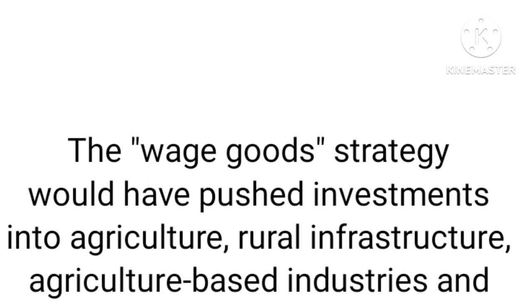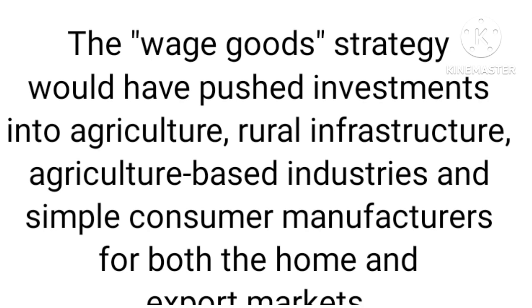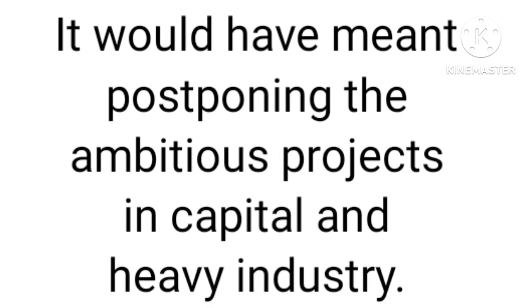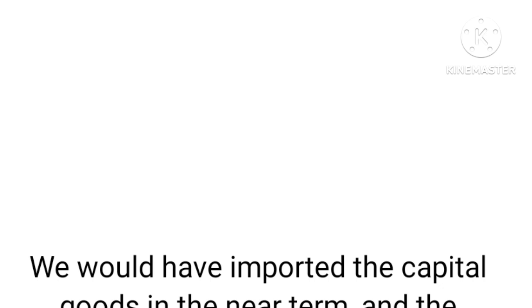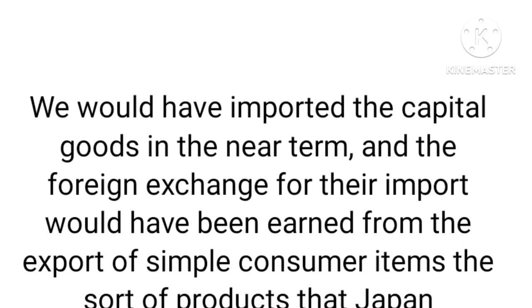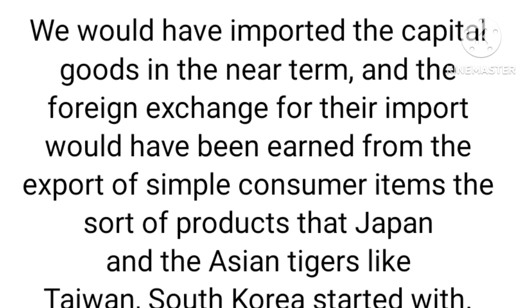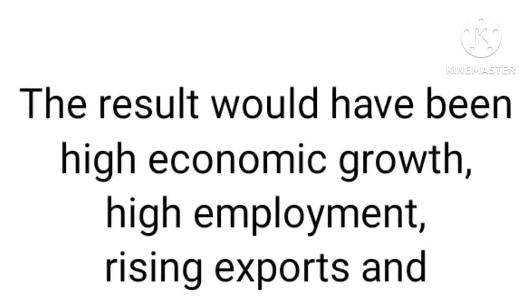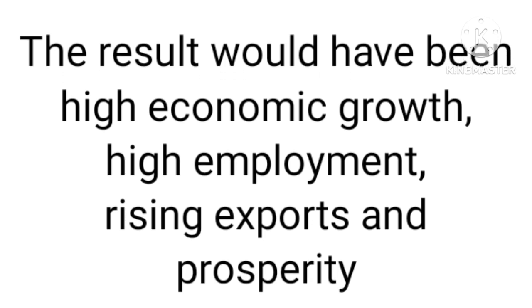The wage goods strategy would have pushed investment into agriculture, rural infrastructure, agriculture-based industries, and simple consumer manufacturers for both the home and export markets. It would have meant postponing the ambitious projects in capital and heavy industry. We would have imported the capital goods in the near term, and the foreign exchange for their import would have been earned from the export of simple consumer items, the sort of products that Japan and the Asian tigers like Taiwan and South Korea started with. The result would have been high economic growth, high employment, rising exports, and prosperity.